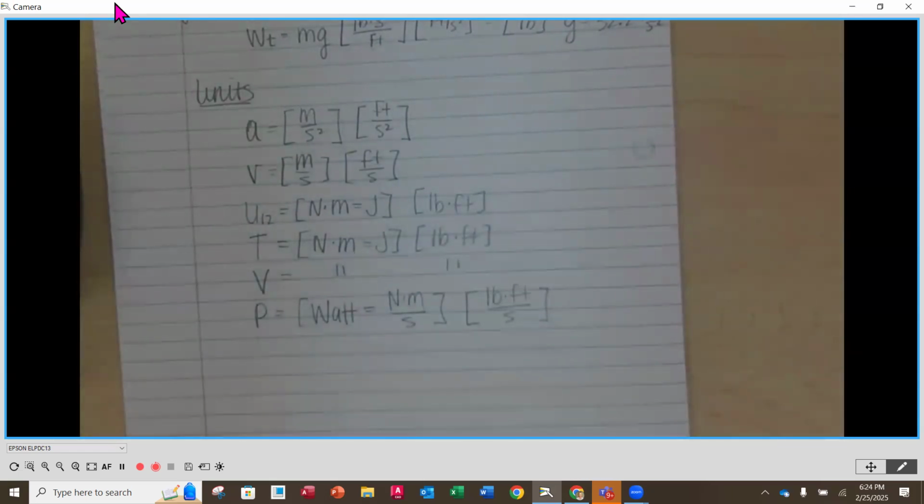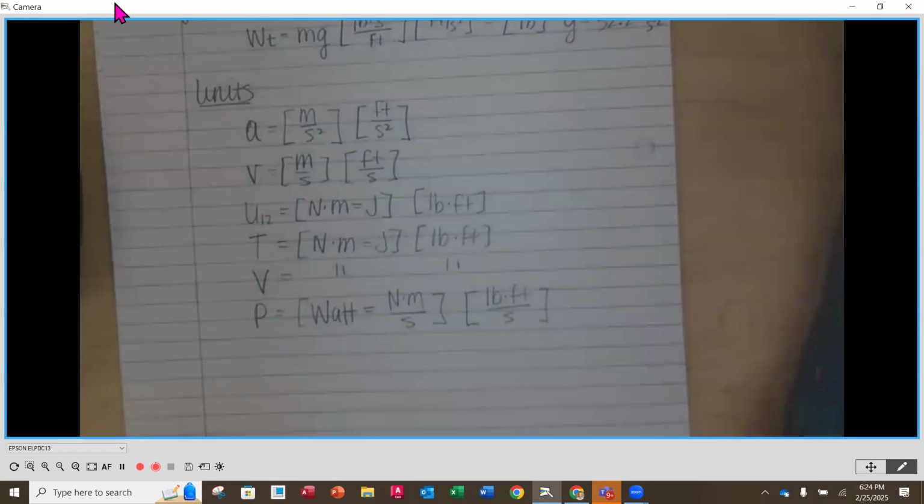So if time is given in minutes, you've got to get it to seconds. If distance is given in millimeters, you've got to get it to meters when you use it in the problem, so that you end up with the right units at the end. So any questions on that? That should be review.